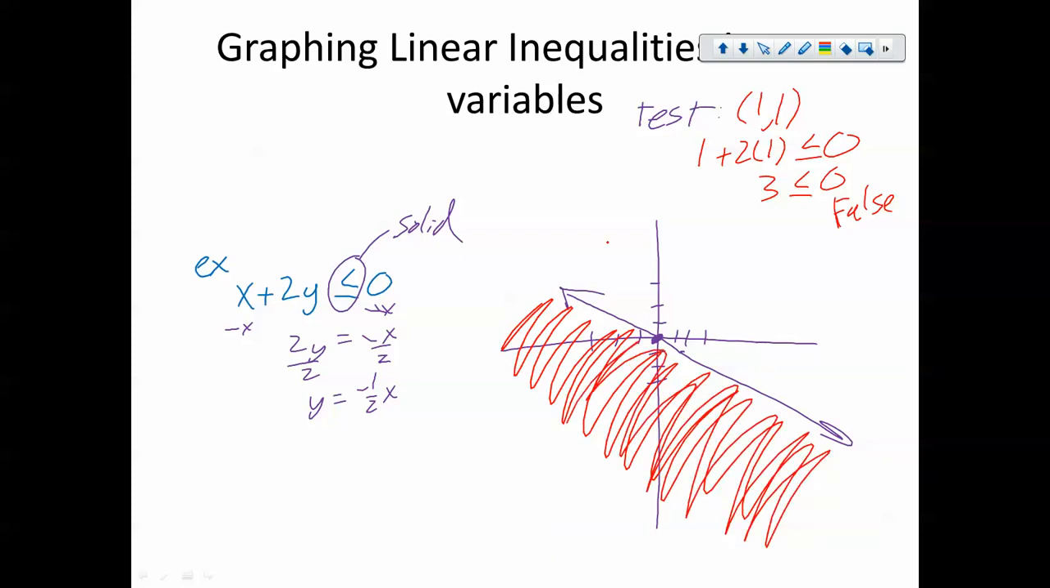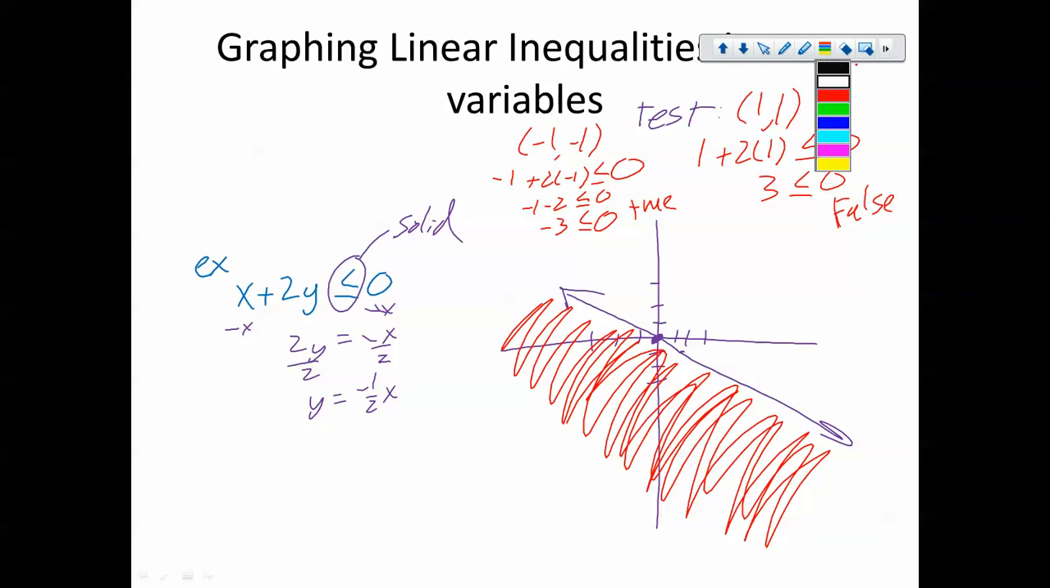Let's take the point negative 1, negative 1. So plugging that in, I get negative 1 plus 2 times negative 1 is less than or equal to 0. That's negative 1 minus 2 is less than or equal to 0, so negative 3 is less than or equal to 0. And that is a true statement.